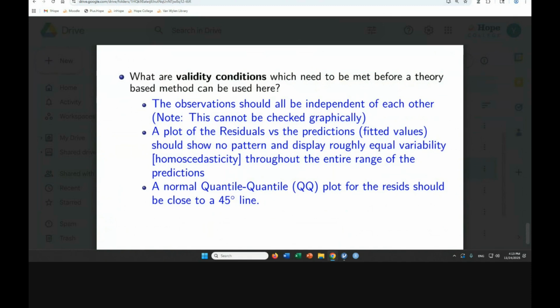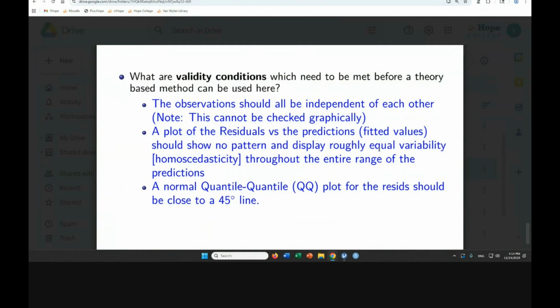You cannot draw the scatter plot and say, oh, these are independent. This is something you have to check with the person who gave you the data. Is it reasonable to conclude that the people in the data set were all independent of each other? So they can't live in the same house or be connected in some form. This is a very important assumption that cannot be checked graphically. The other two assumptions can be checked graphically.